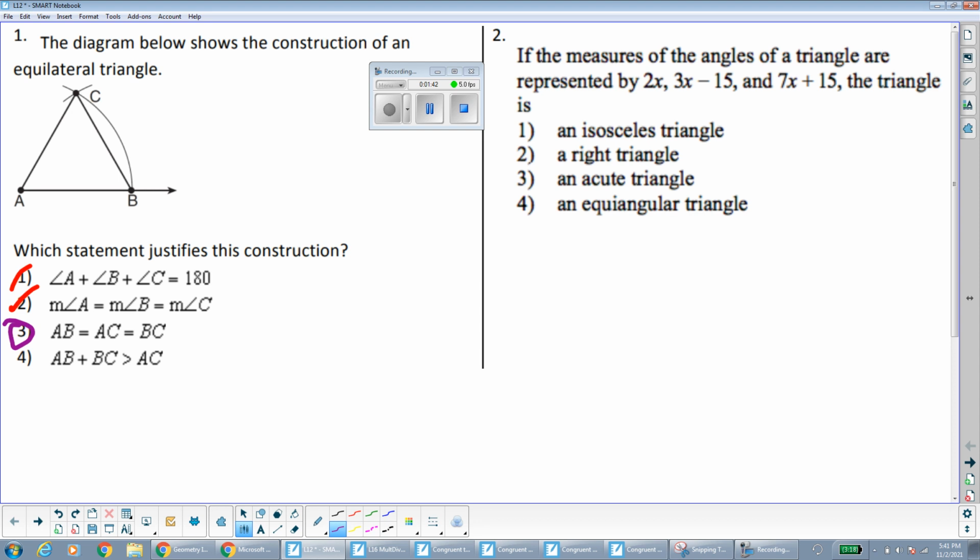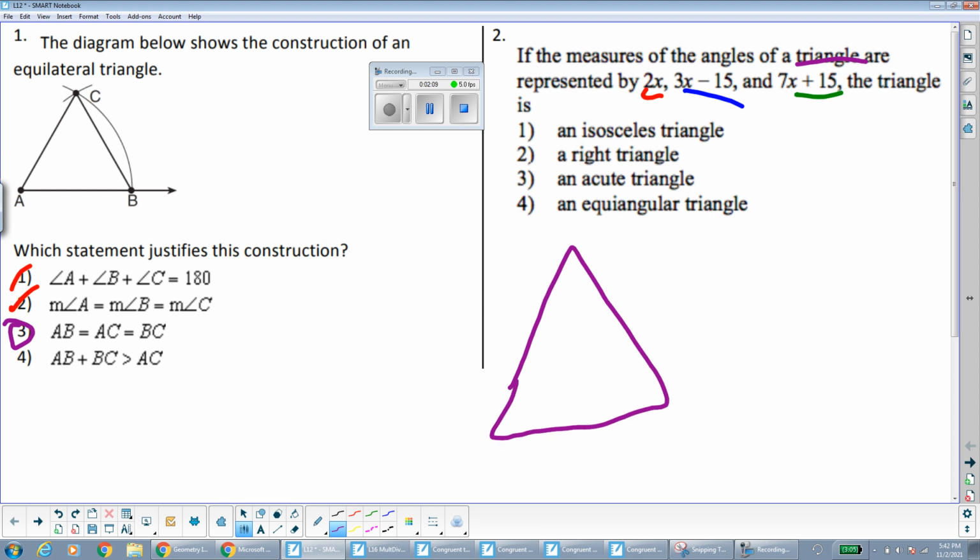If we take a look at number 2, it says the measures of the angles of a triangle are represented by 2x, 3x minus 15, and 7x plus 15, and it's asking us to determine what kind of triangle we have. We talked about in class that whenever a question mentions a triangle but we don't see one in front of us, our very first step should be to draw our own triangle.